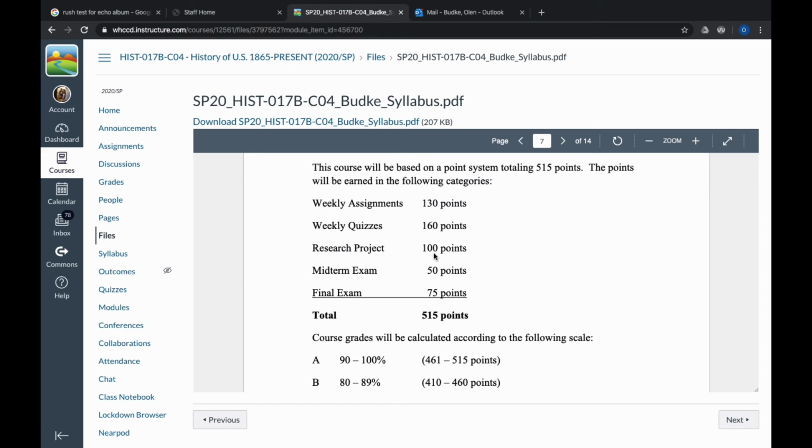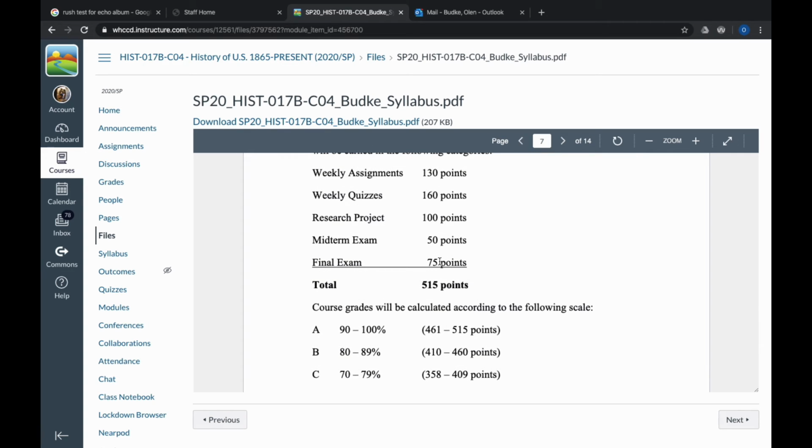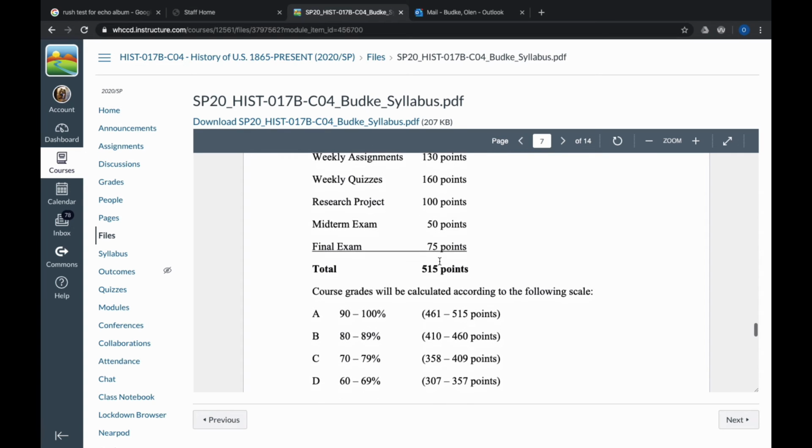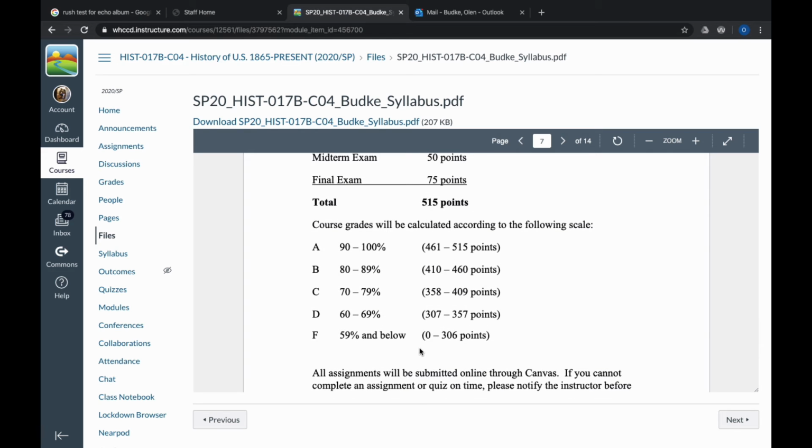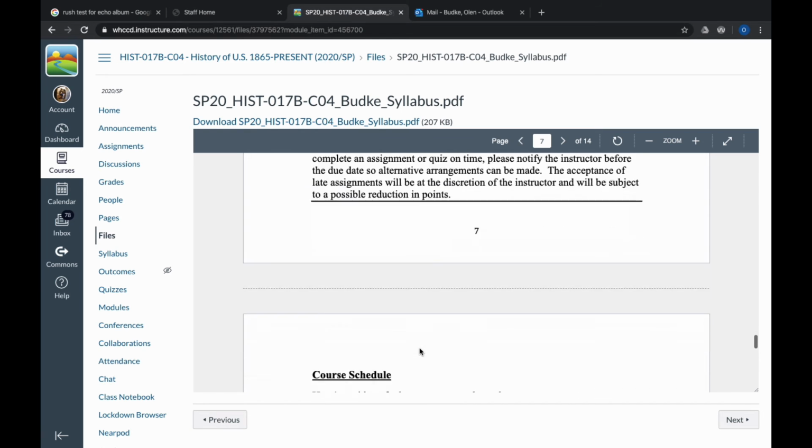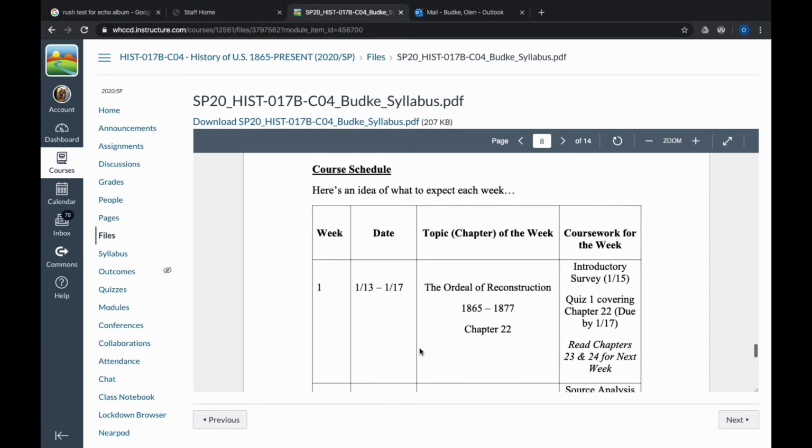All right, the research project, 100 points. The midterm and final combined, 125 points. Here's how the grading scale breaks down. And then here is your course schedule.